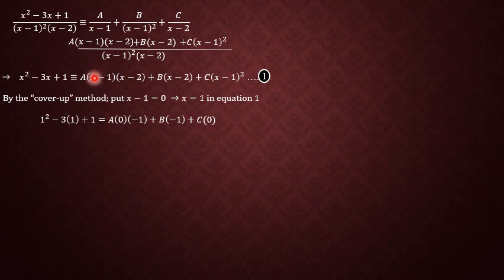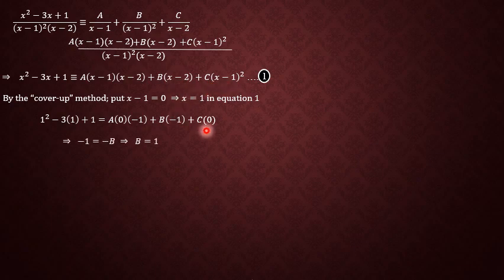Now if I put 1 here, 1 minus 1 is 0. That's why I have a multiplied by 0. I put 1 here, 1 minus 2 is negative 1, multiplied by negative 1, then plus b. This is my b here. If I put 1 here, I have negative 1, and then I put 1 here, I will have 0.